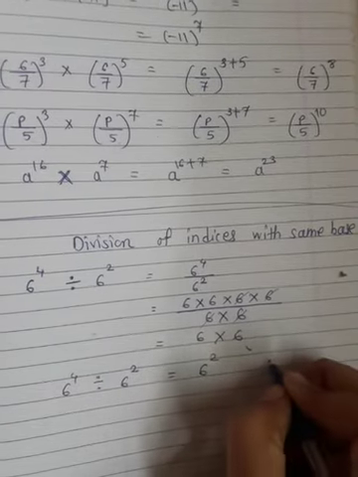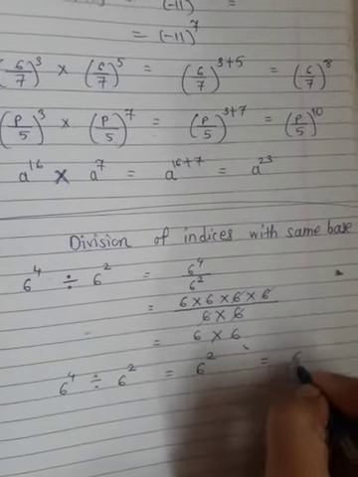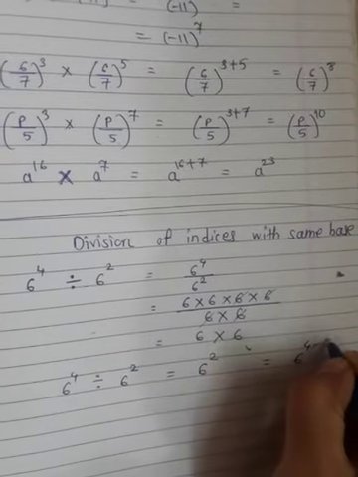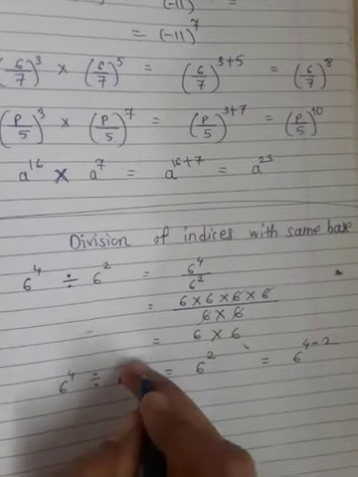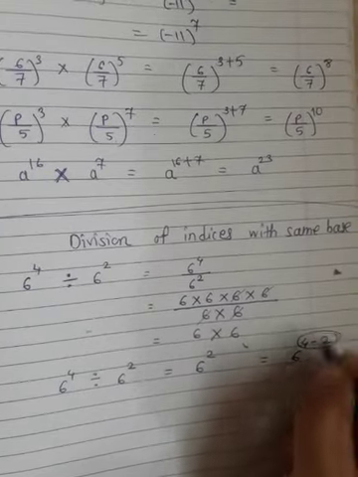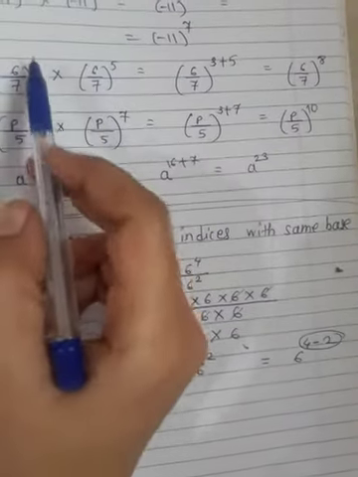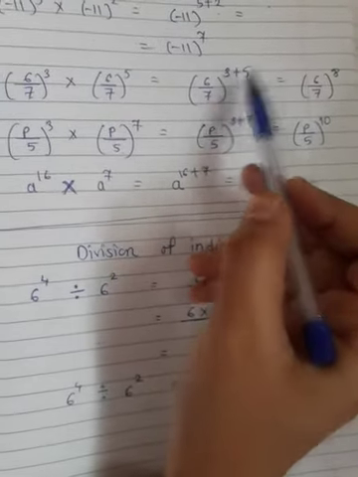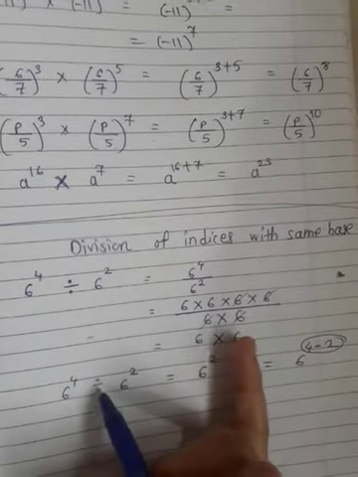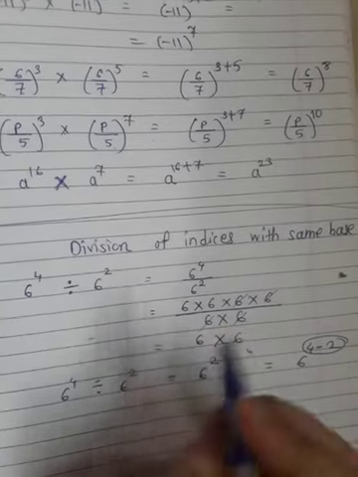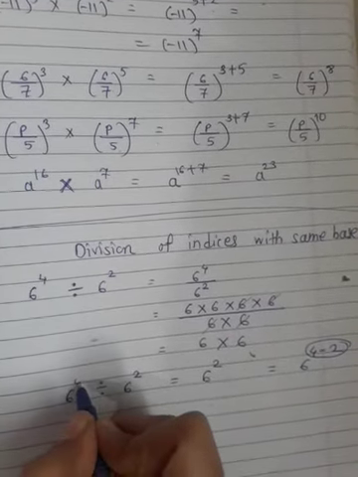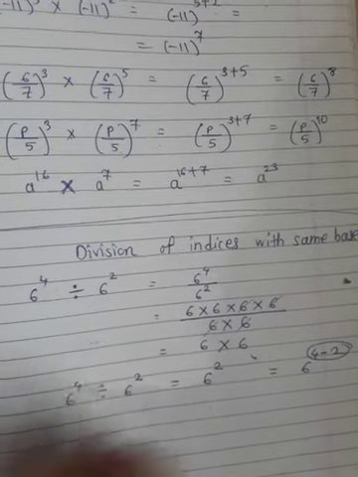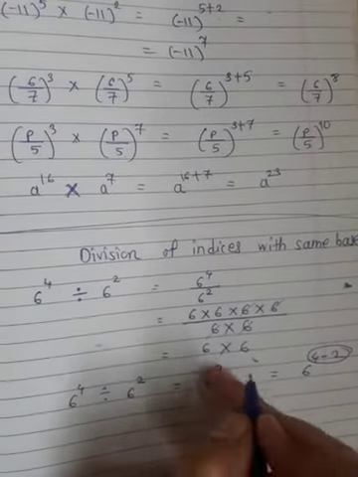Means see here, if the base is the same, then power gets subtracted. 4 minus 2, that is 2. Whenever the base is the same, in multiplication power gets added, and in division, if the base is the same, then power gets subtracted. So the small power is subtracted from the big power. Here 4 minus 2 is 2.